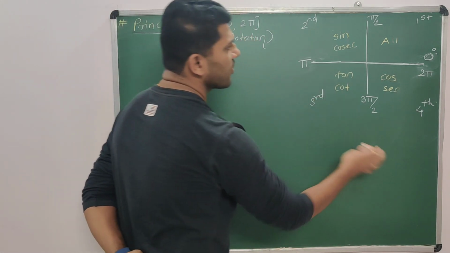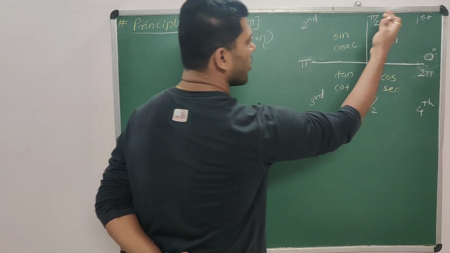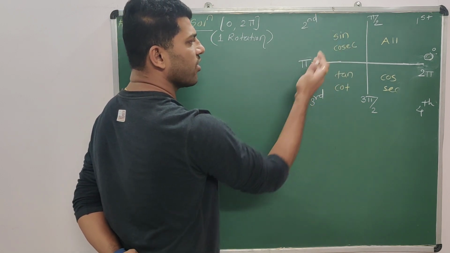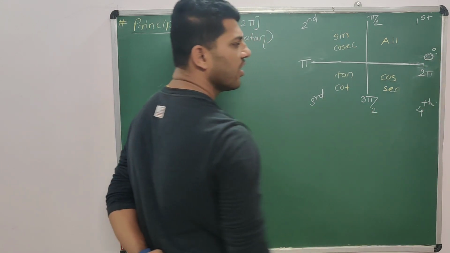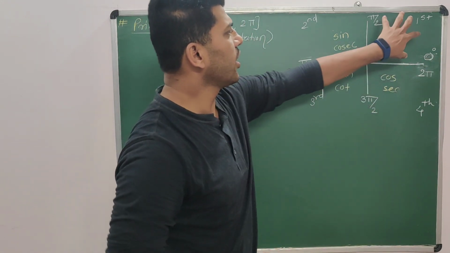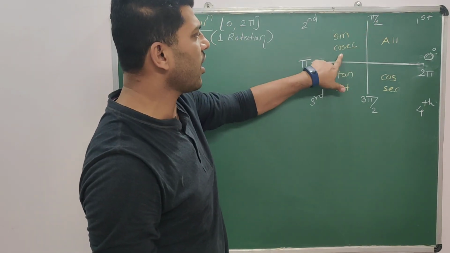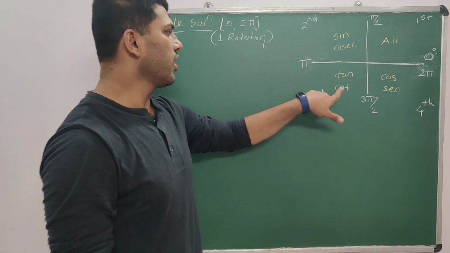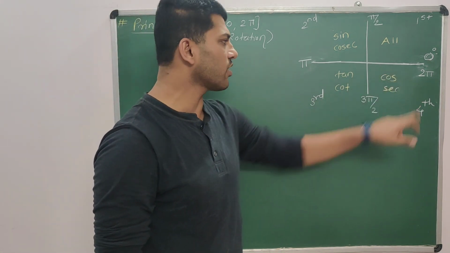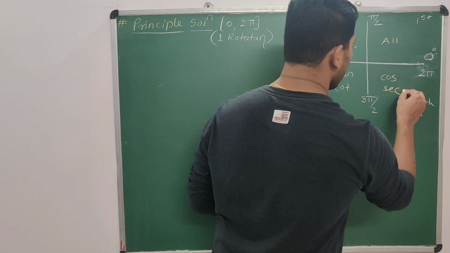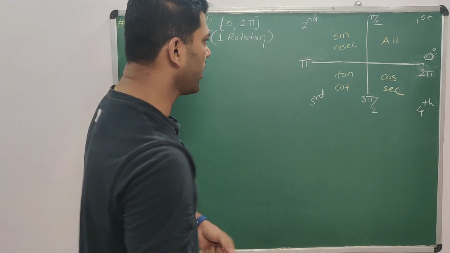Understand this, there are 4 quadrants. 0 to 90 is the first quadrant. 90 to 180 is the second quadrant. 180 to 270 is the third quadrant. And 270 to 360 is the fourth quadrant. As we already know, in the first quadrant all the trigonometric ratios are positive. In the second quadrant, sine and its reciprocal cosec are positive. In the third quadrant, tan and its reciprocal cot are positive. While in the fourth quadrant, cos and its reciprocal sec are positive, that we already studied in the allied angle video, right?